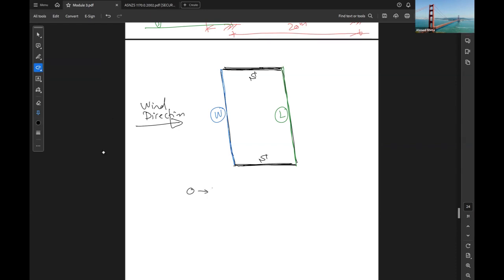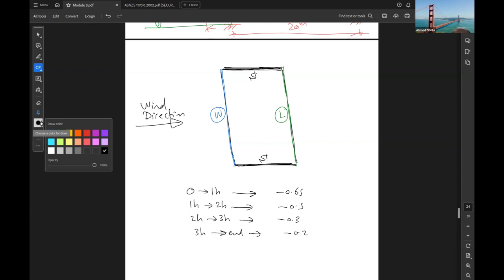It is given from the table that from 0 to 1h, the factor CBE is negative 0.65. From 1h to 2h, negative 0.5. From 2h to 3h, negative 0.3. From 3h up to the end of the building is negative 0.2. What this means is that the factor depends on the distance from the windward face.